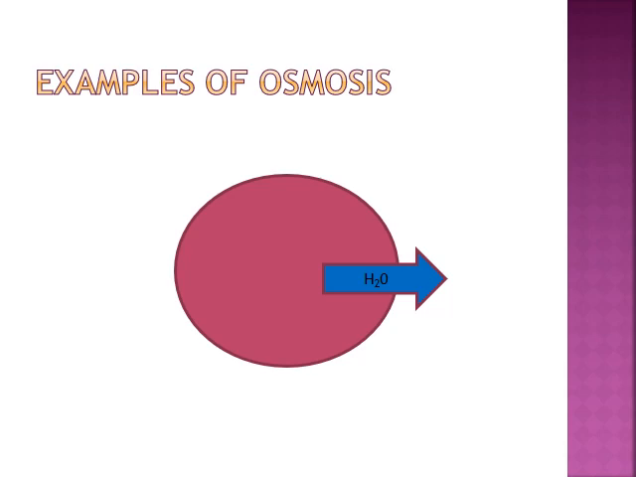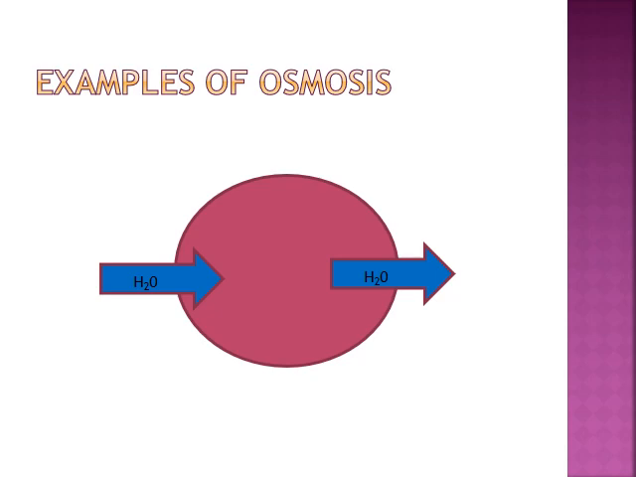Here, how would you classify the solution? Water's moving out of the cell into the solution. Hypertonic. Water always moves from hypo to hyper. And then this one, water's moving evenly in both directions, so it's isotonic.